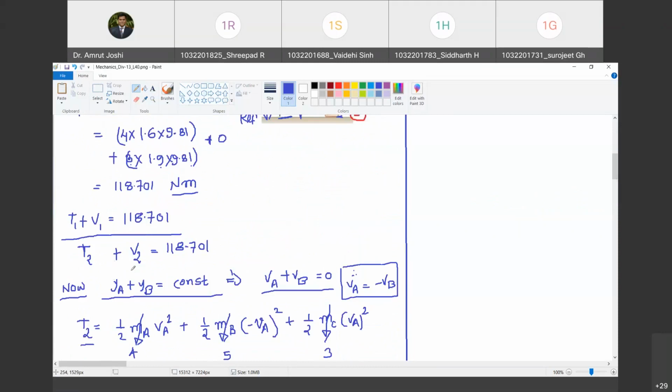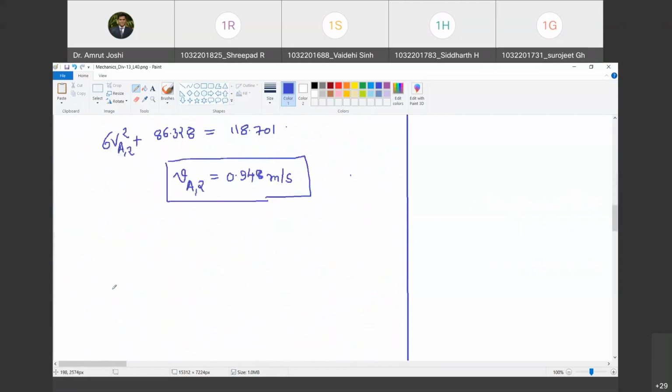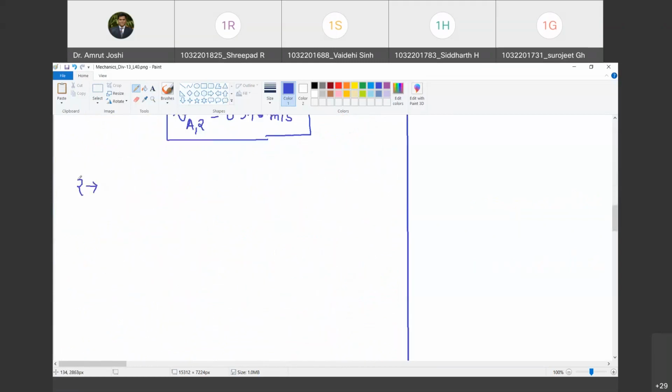Now let us analyze the motion of the system from 2 to 3, and this is without collar. So we have to write down this as V2 plus T2, but this is without collar. This must be equal to V3 plus T3. So let us first calculate V2 without collar.